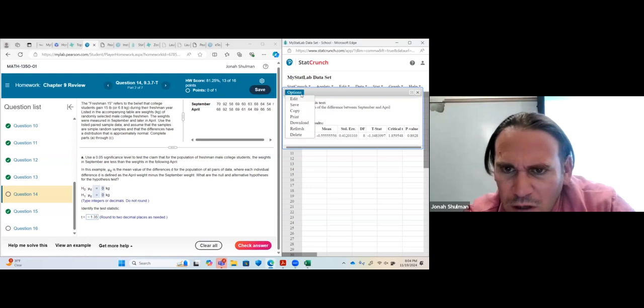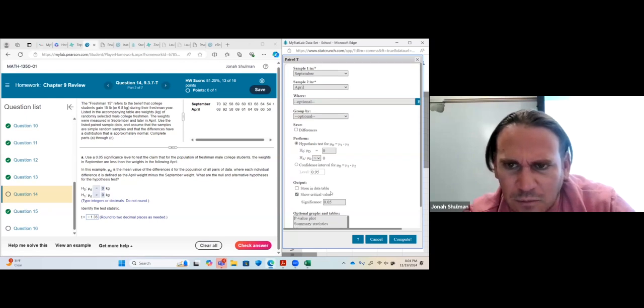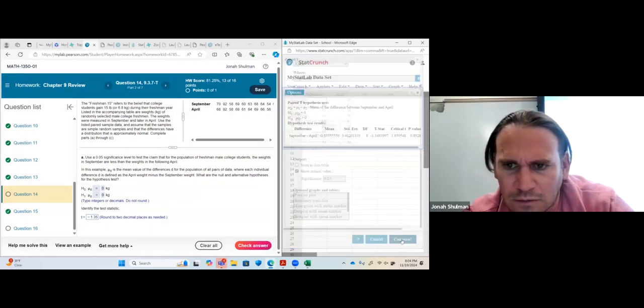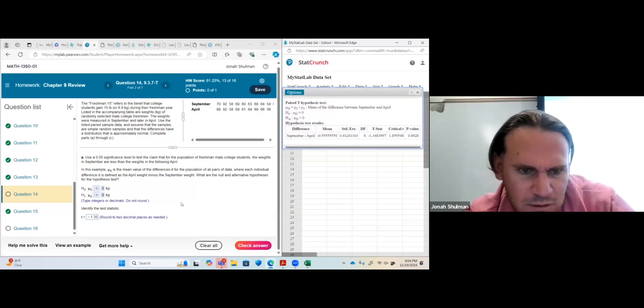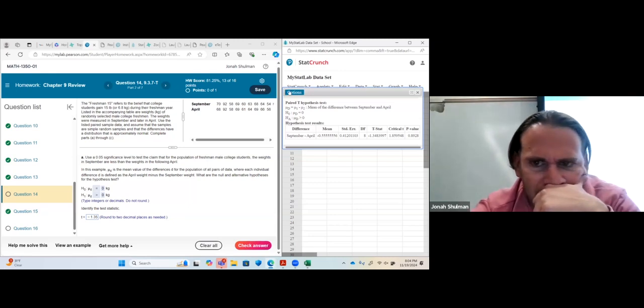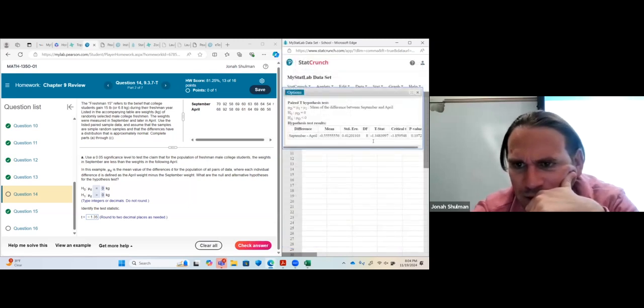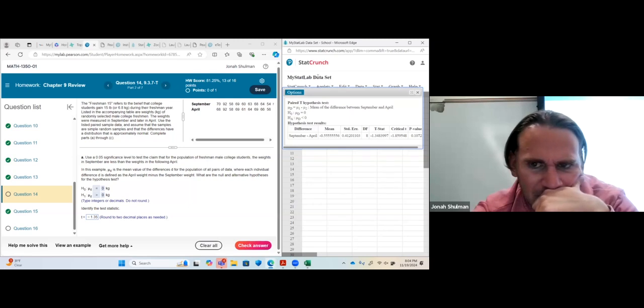Unless I put something wrong. We have September. We have April. We're doing a hypothesis test where this first one is 0. Our difference is going to be greater than 0 at the 0.05 level. All right, so let's see what the mistake is. Our T statistic is negative 1.35. Is it the other way? That wouldn't make any sense. Well, we might as well click compute and see what it is. Negative 1.35. I got the same thing.